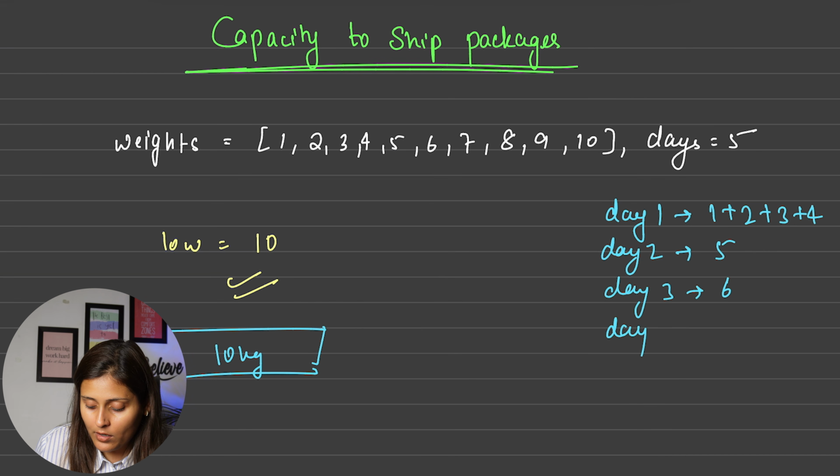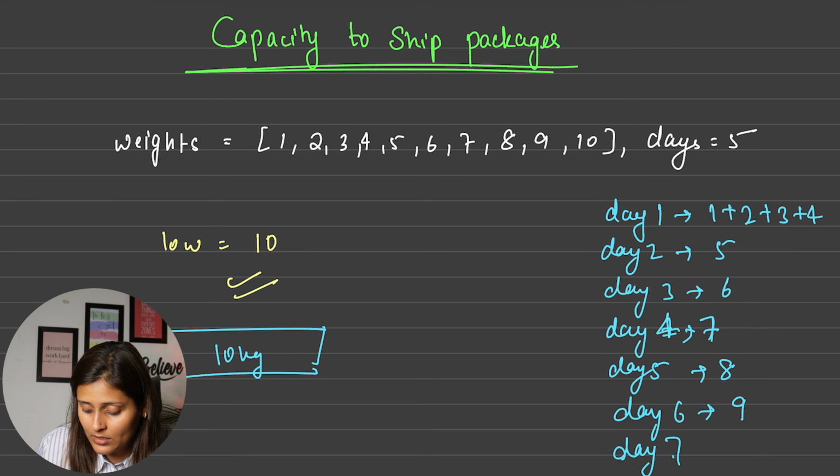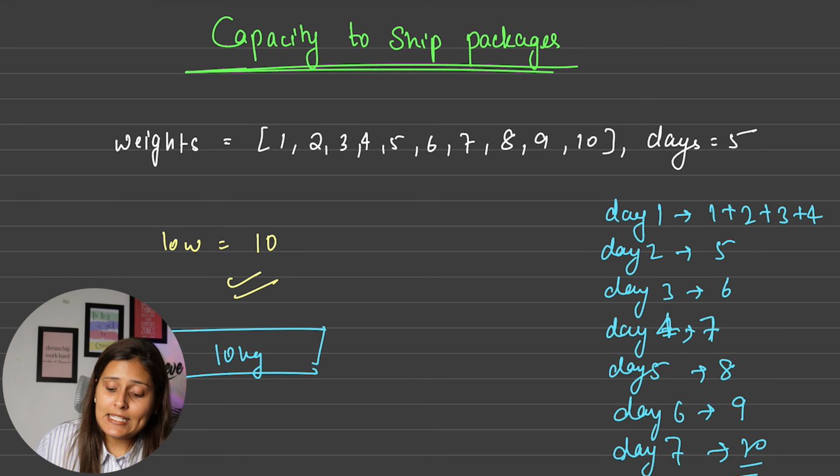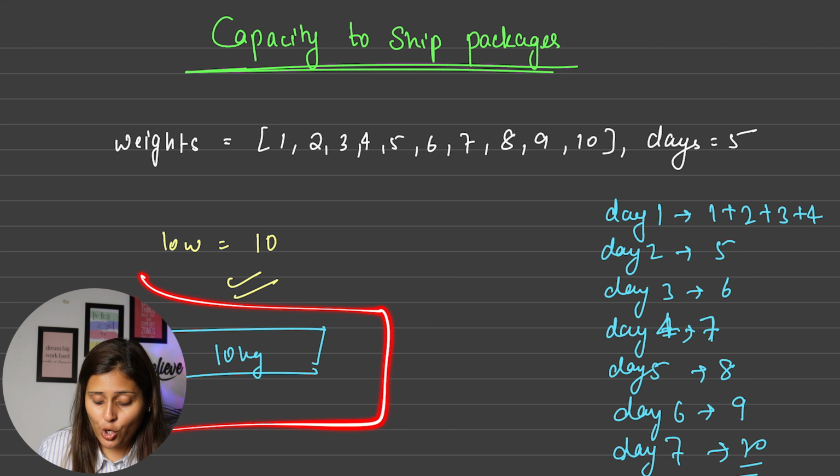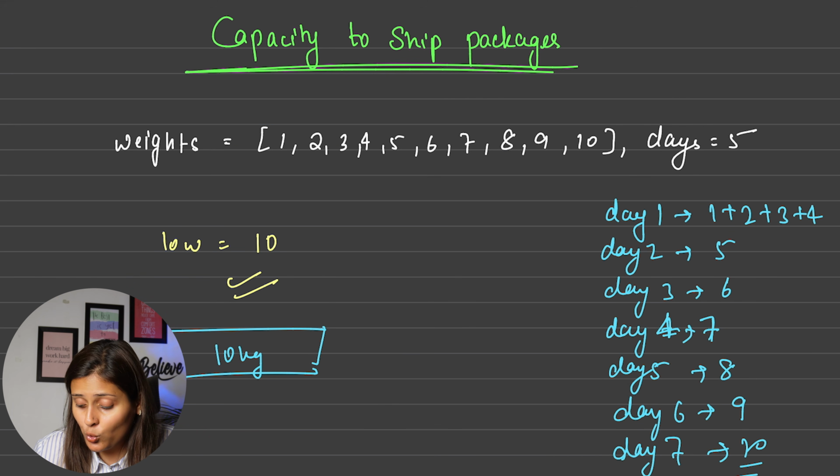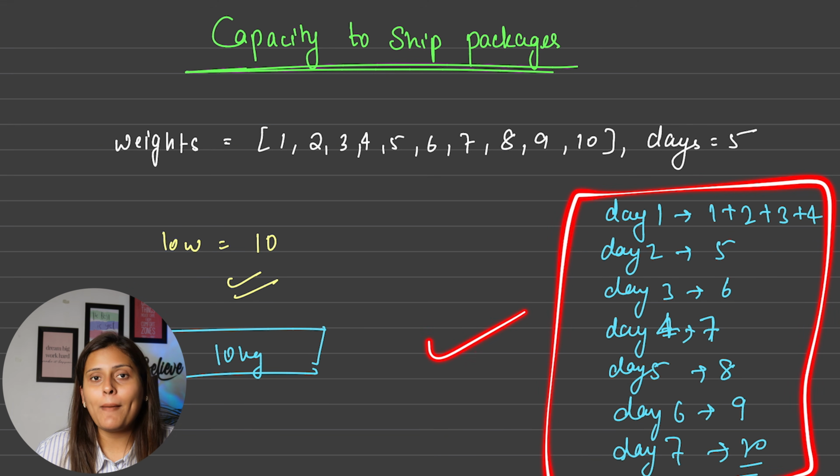Now day 4, 7 kg will go, correct? Yes. Now day 5, 8 kg will go. Day 6, the 9th one, and day 7, the 10th one. So can I say that with a minimum capacity of 10 kg, the ship took 7 days to ship all packages.